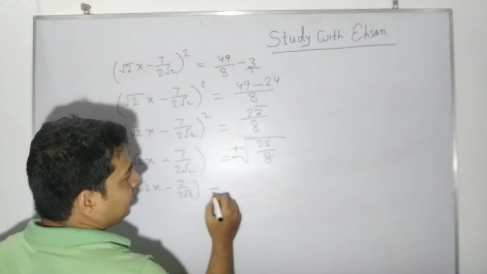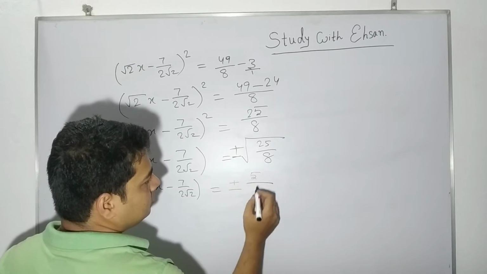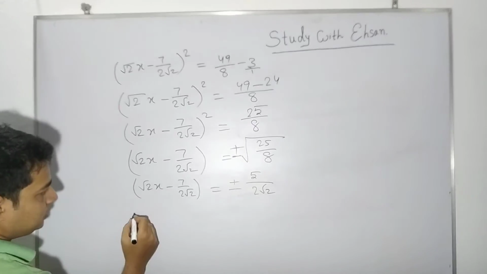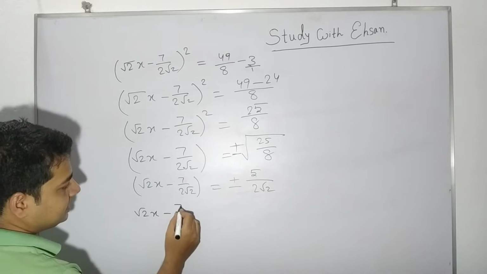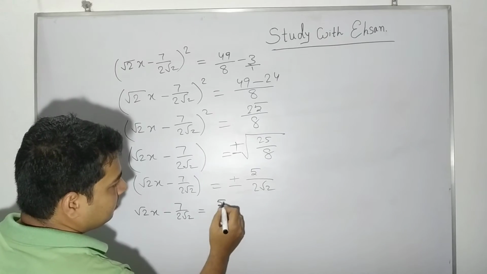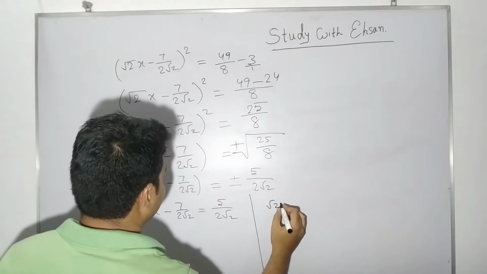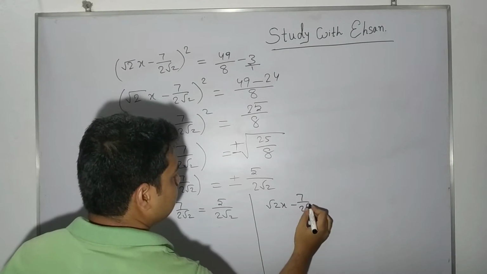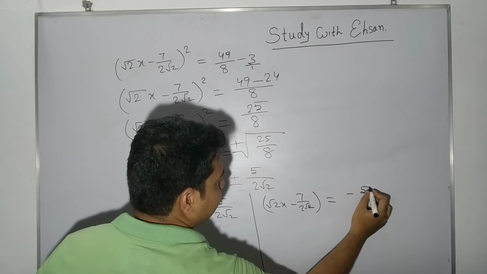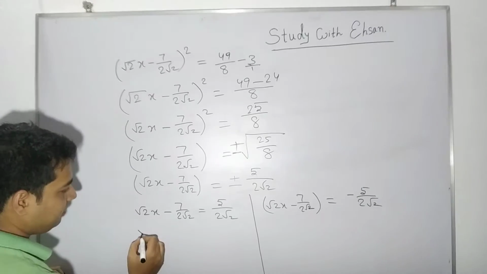Now root 2x minus 7 upon 2 root 2, not whole square, it will be plus minus 5 upon, and we know the square root of 8 is 2 root 2. From here there are two possibilities. Root 2x minus 7 upon 2 root 2 is either equal to plus 5 upon 2 root 2, or this root 2x minus 7 upon 2 root 2 is equal to minus 5 upon 2 root 2. Nothing remains from here, only we have to solve.